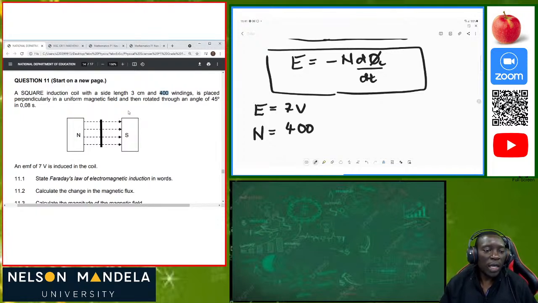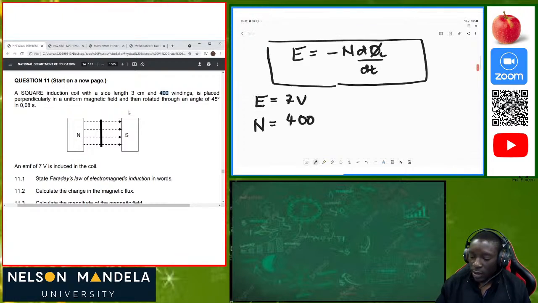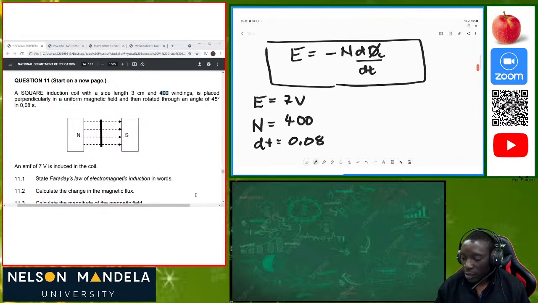So the square there is just representing the shape of the windings. So it's 3 by 3 for this square induction coil with all those 400 windings. Then the time, 0.08 seconds, dt. Any other information given? No other information required anyway.